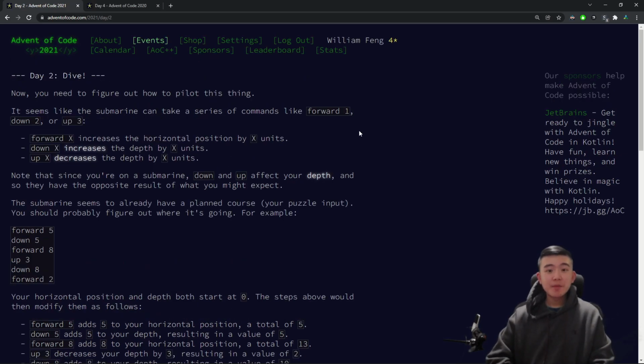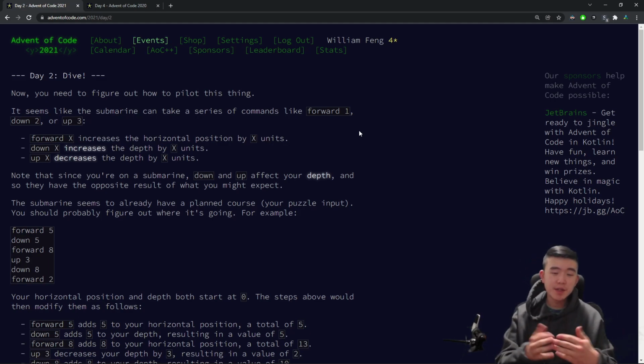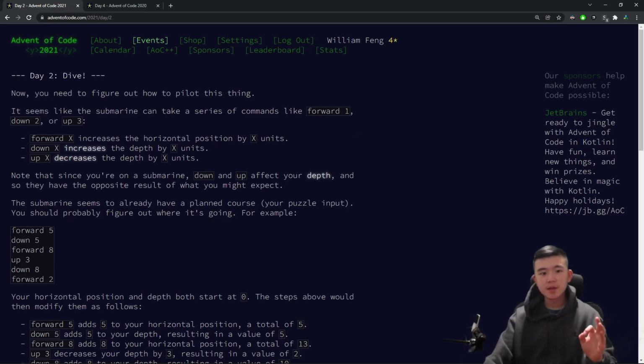It seemed like the submarine can take a series of commands like forward one, down two, or up three. And these do what they seem like they do. Forward X increases the horizontal position, and down X increases your depth, up X decreases your depth. Which is slightly unintuitive, but it's because you're in a submarine.